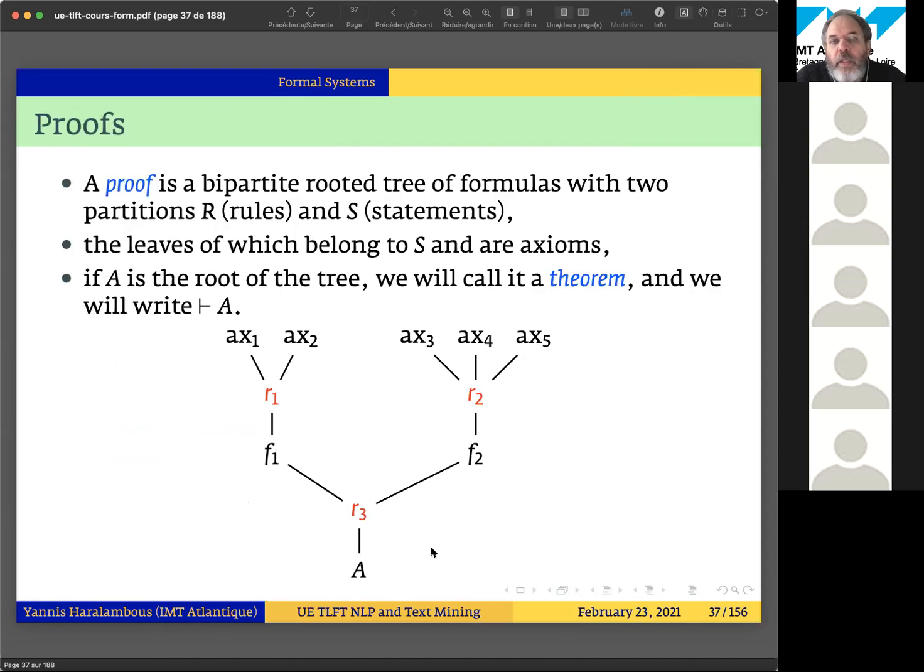A proof is a repeated use of inference rules to selected formulas to obtain some formula. So to prove A, I start with axioms. With these axioms, I apply inference rules and I get formulas, and then I apply inference rules to the formulas and so on until I get A, and this is the proof of A. So this is how we prove a theorem, and when we prove something, we call it a theorem.